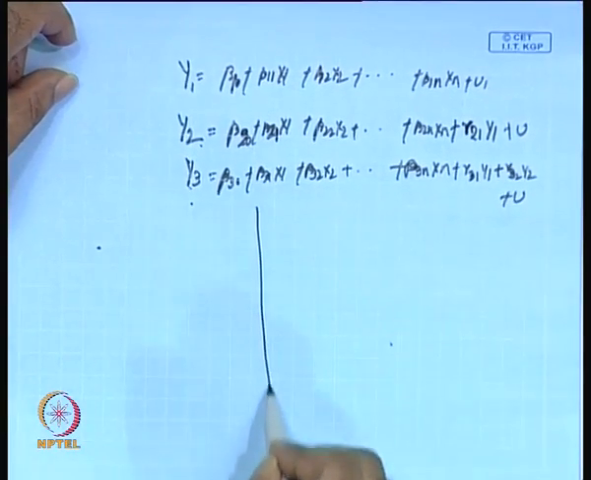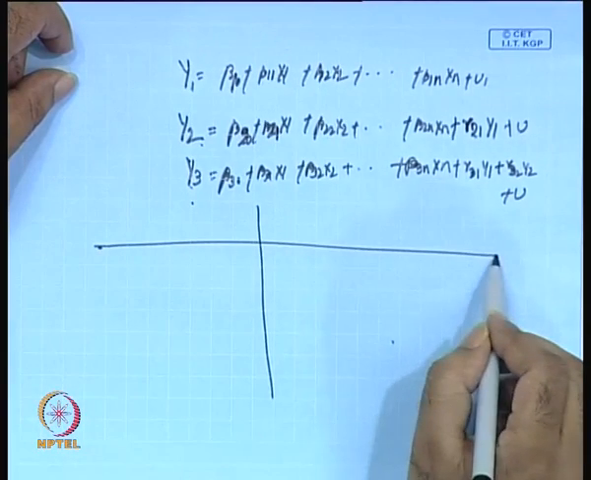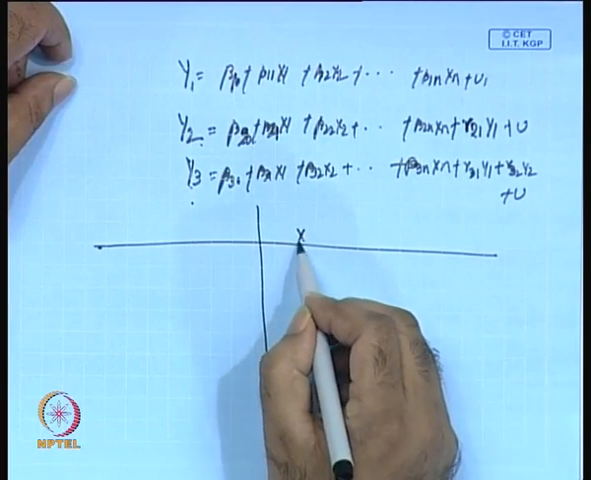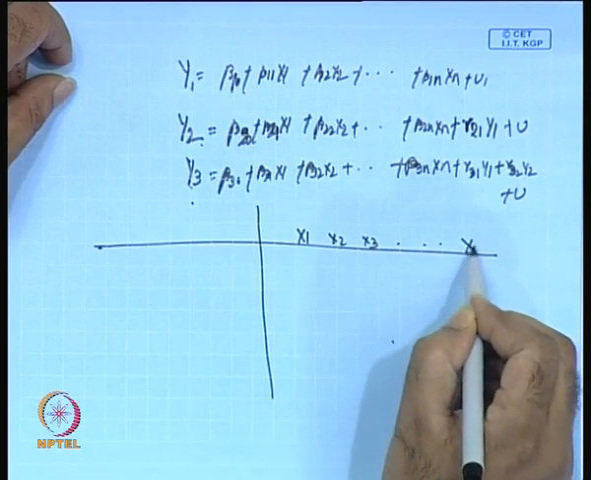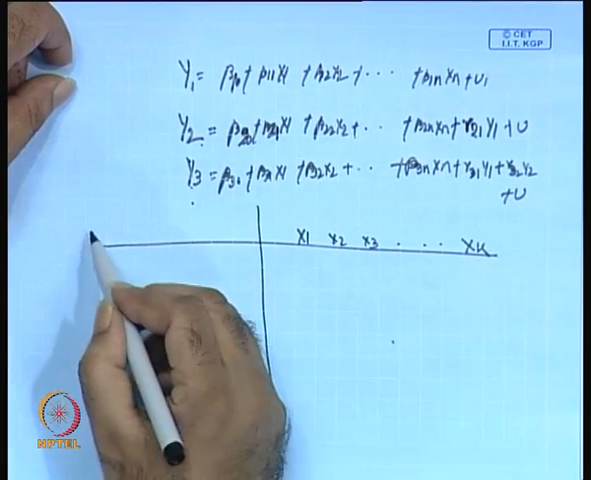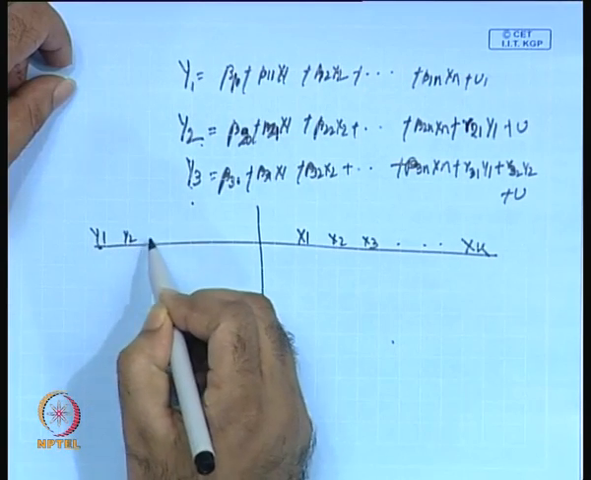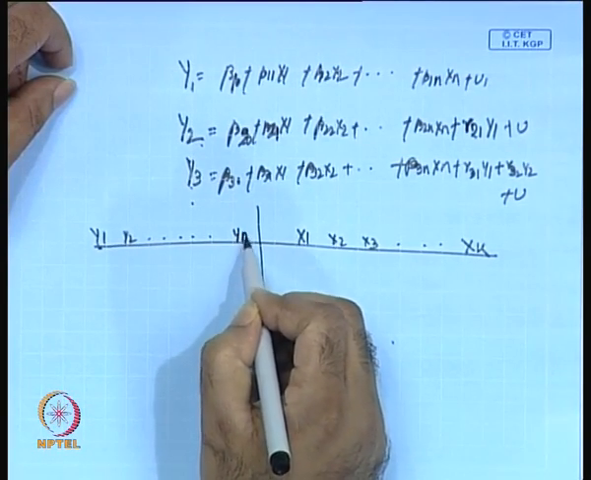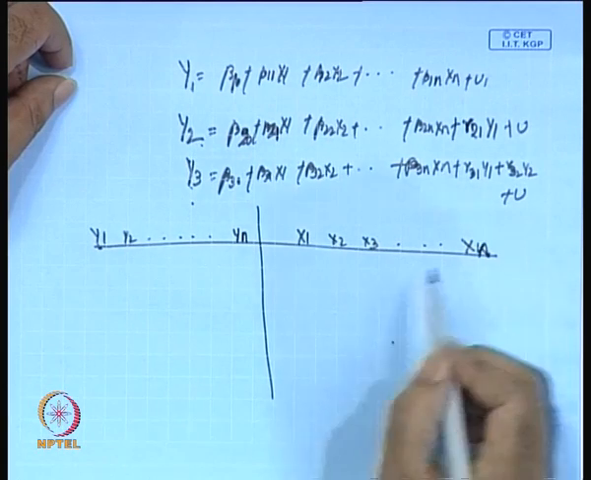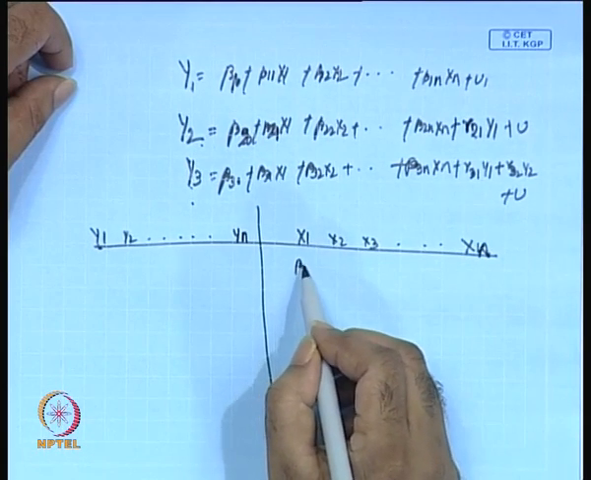So that means if you put it in a matrix format, it will come this way. This side x1, x2, x3 up to xk. This side y1, y2, up to yn, and this is xn. So this is beta 1 1.